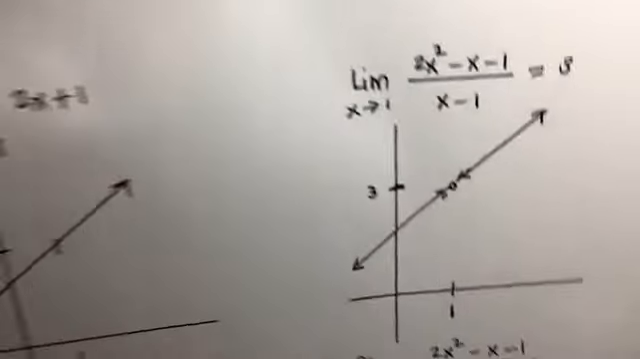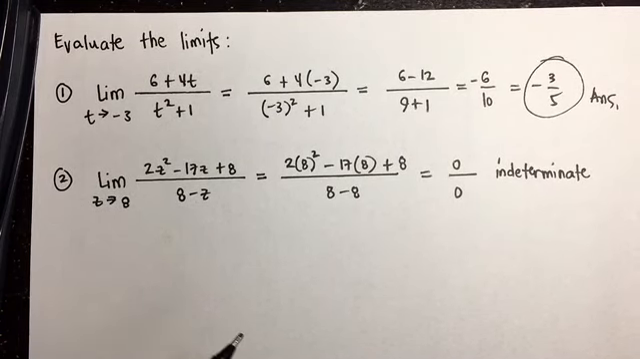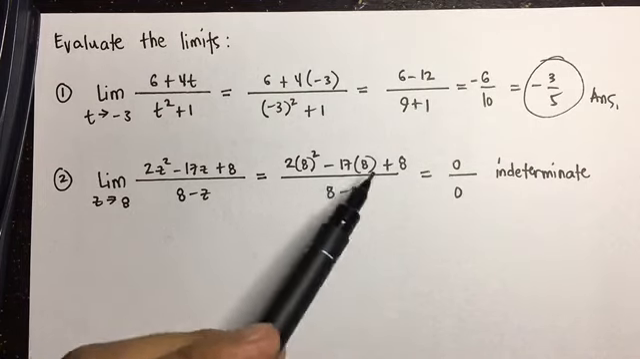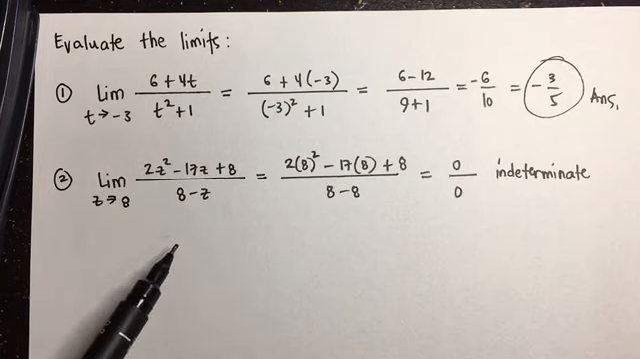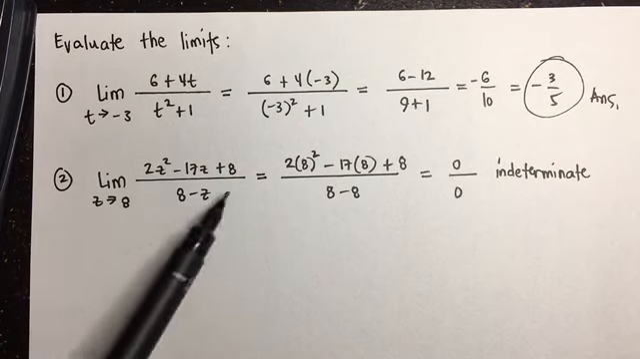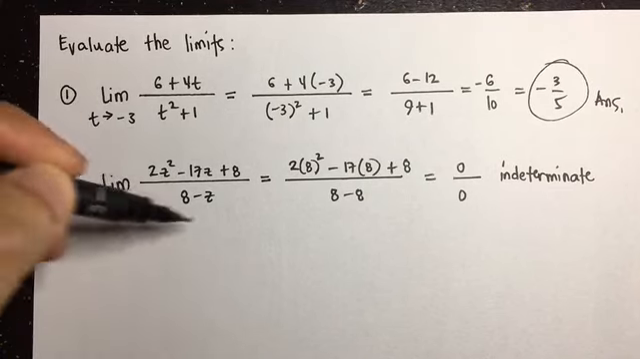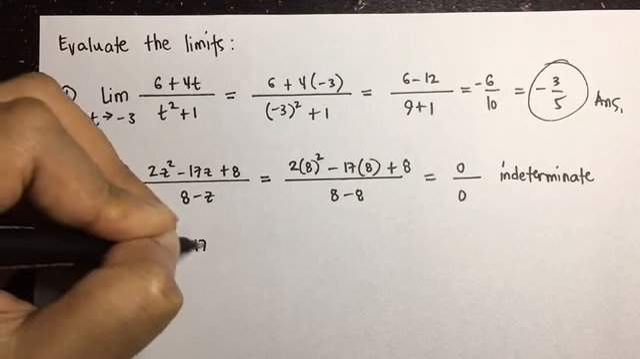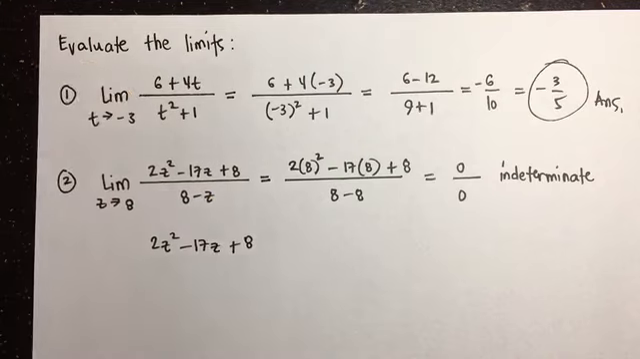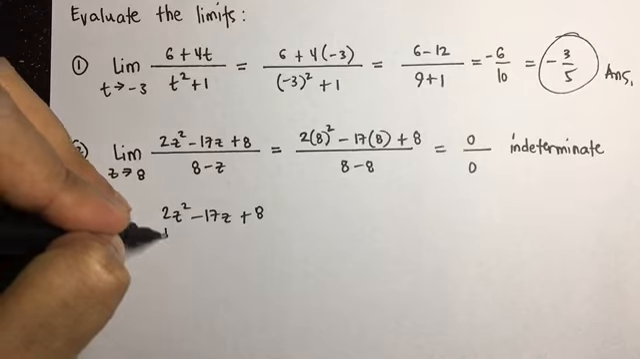So what we can do is look for ways to simplify our function first before substituting the value of the limit. One way is to factor. We can factor the numerator and see if we can simplify the expression. The numerator is 2z squared minus 17z plus 8. Usually factoring this would be done by trial and error, but we'll use another method.